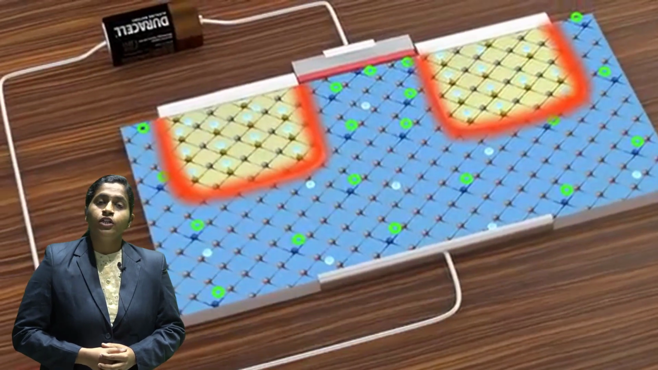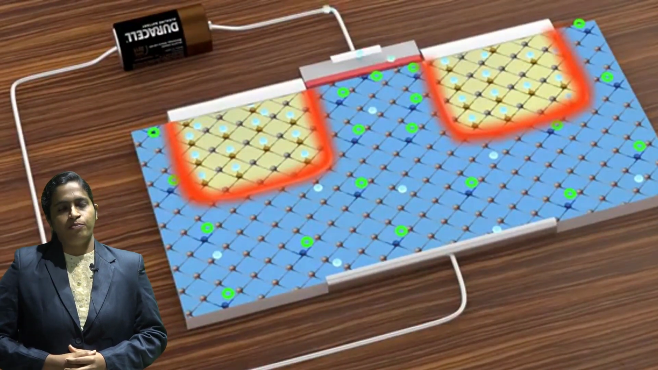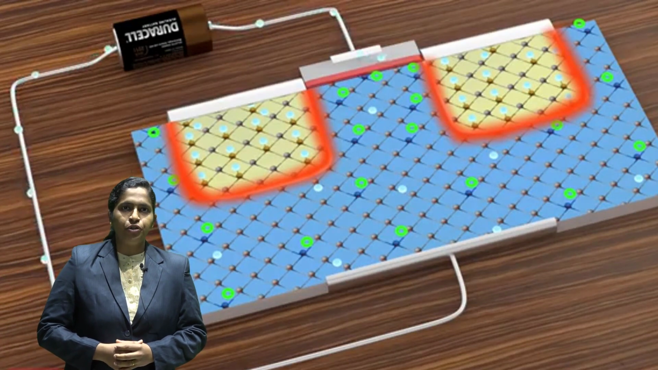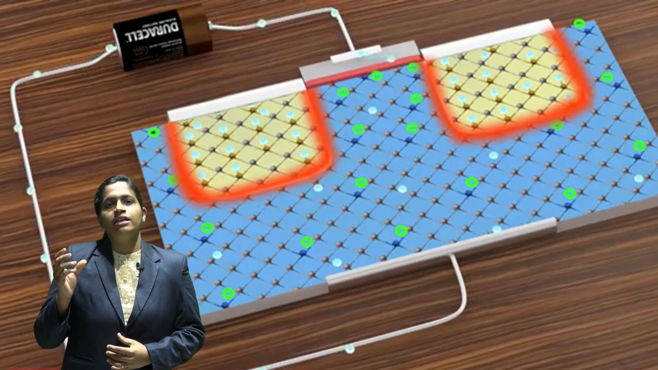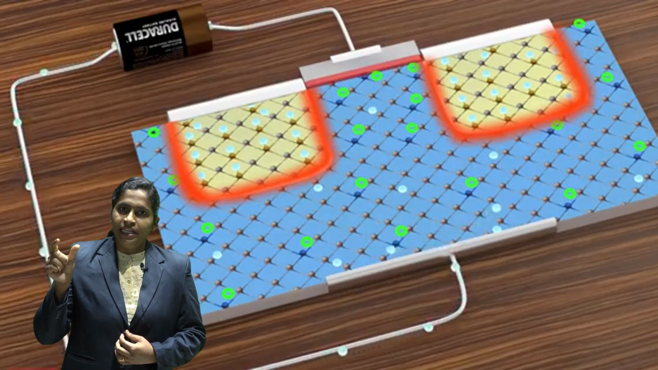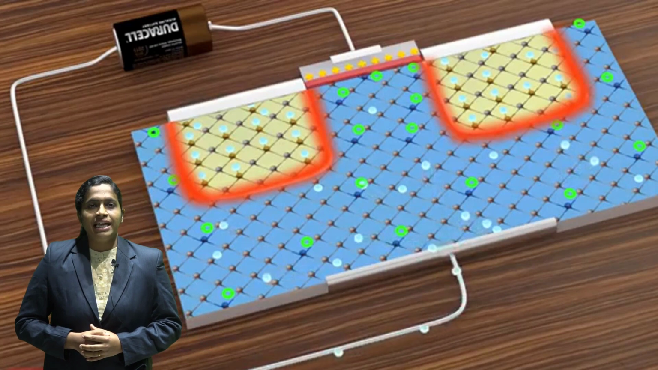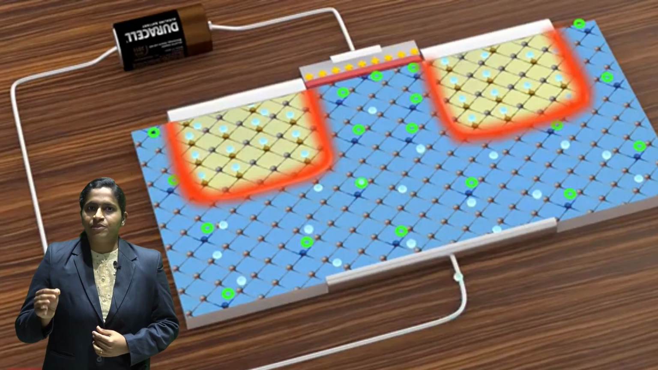Now let us start the operation of the n-channel enhancement type MOSFET. In this operation, we are going to learn how the channel is made in an n-channel enhancement mode MOSFET. Okay, so let us start. We know that in an enhancement type MOSFET, the channel is absent initially.